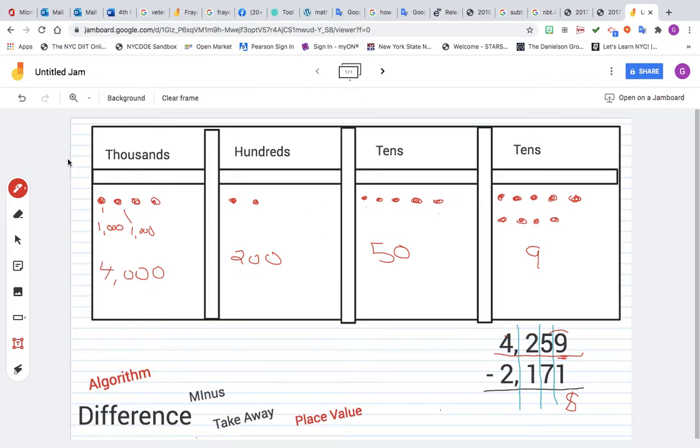Watch what I do. I'm going to get a different color ink, and I'm going to grab hundreds and bring it over to the tens place. So this is 5 tens: 10, 20, 30, 40, 50. I'm going to be borrowing one from the hundreds place.